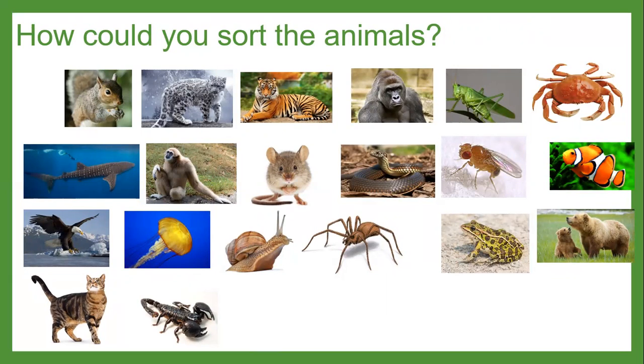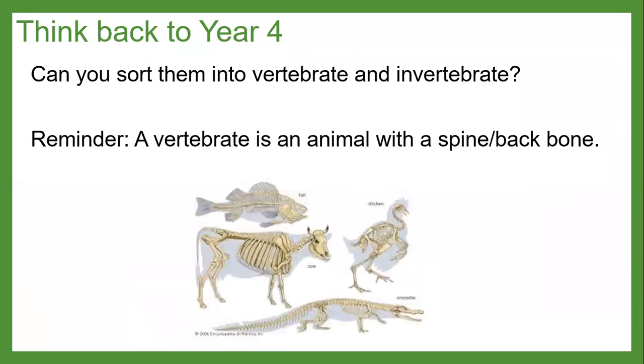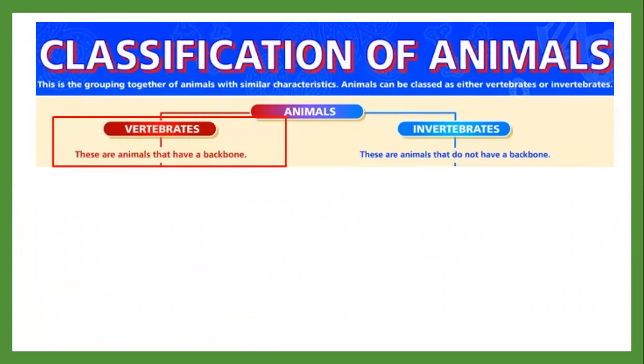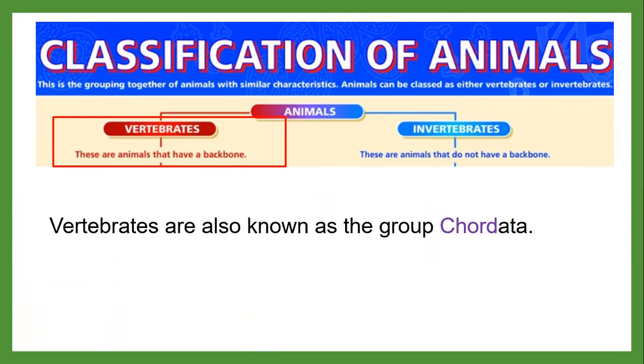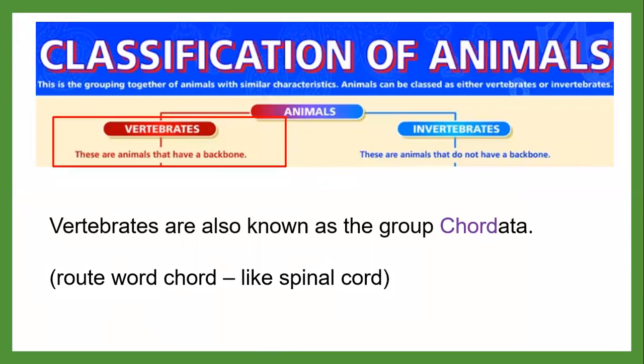Okay, welcome back. Hopefully you've had an idea of how you sorted them, a good discussion, and given reasons for how and why you've sorted them. Let's have a look. Think back to year 4, if you haven't done it yet. Can you sort them into vertebrates and invertebrates? Remember, a vertebrate is an animal with a spine or a backbone. Vertebrates are known as chordata, because the word chord is like spinal cord. That's how you got vertebrae.